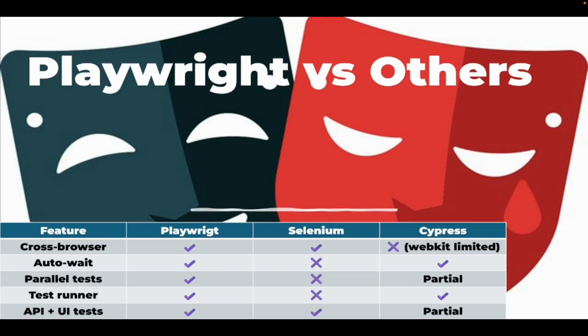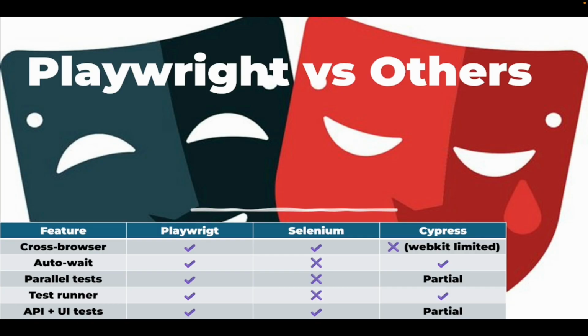Now, Playwright versus others. Here is a comparison between Playwright, Selenium, and Cypress. Cross-browser: Selenium supports everything. Cypress supports only Chromium and limited Firefox. Playwright supports Chromium, Firefox, and WebKit, which gives us full coverage, as mentioned before. When it comes to auto waiting, Playwright automatically waits for elements to load, which reduces flaky tests. Selenium requires manually writing waits. Cypress also auto waits, but Playwright's engine is more reliable.